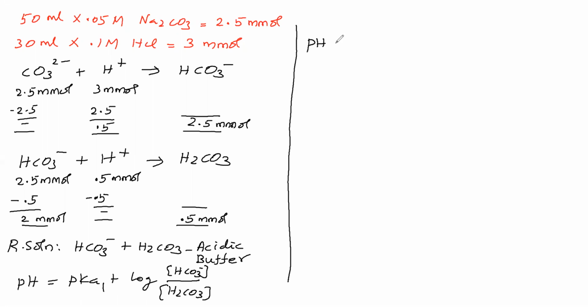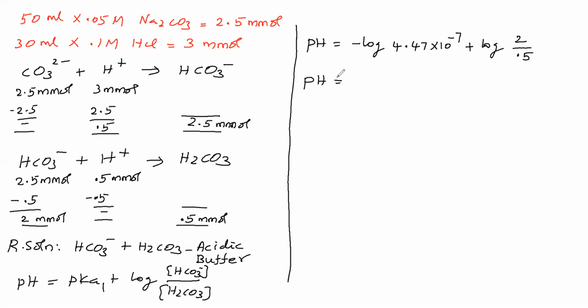We will substitute pH is equal to pKa1, that is minus log Ka1. Ka1 is how much? 4.47 into 10 to the power of minus 7, plus log of bicarbonate, we have to substitute. Bicarbonate is how much? 2 millimole. Carbonic acid is how much? 0.5 millimole.